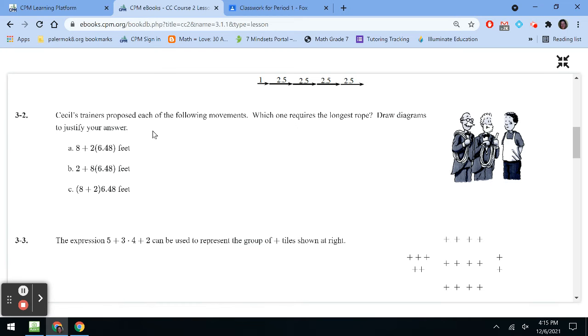Okay, so in this one here, 3-2, it's asking you to see which one's the longest and to draw diagrams. I wouldn't ask you to do that. This one here is a really challenging problem that takes up a lot of time, and I don't think that the value is really there for what it is that we're looking at. But it is looking at the fact of how we add these together can change each value. Each one of these is a different value, but we'll experience that more in later problems.